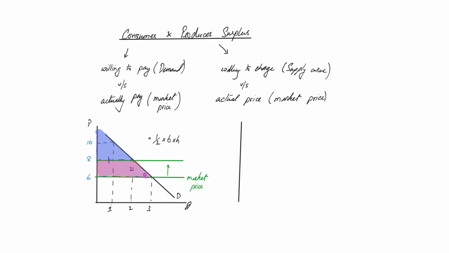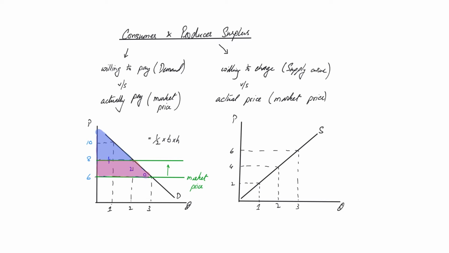Now graphically, if this is the supply curve, with quantity and price, for the first unit the producers are willing and able to charge $2 for the good. For 2 units, per unit, they're willing and able to charge 4. For 3 units, they are willing and able to charge, let's say, 6.